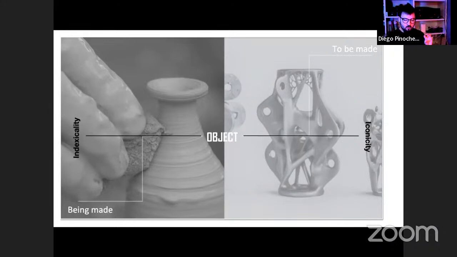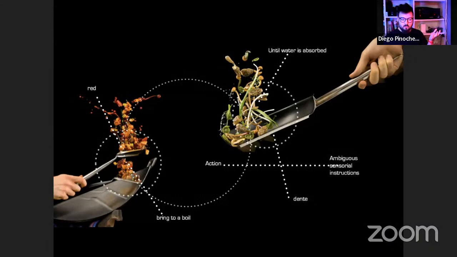How do you understand your designs as the object of being made versus the object to be made? That has to do also with the idea of representation, or producing an icon that is rationalized and then enacted. This relates to something I've shown many times: this idea that designing or making is very similar to cooking.